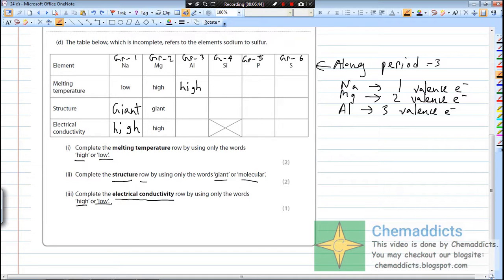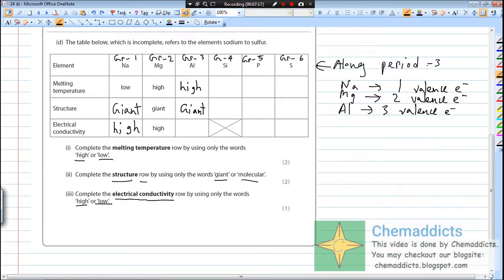Okay, so once again, the structure for aluminium: since aluminium is a metal, it will have a giant metallic structure. They didn't ask us to write down the giant metallic structure, they only prefer giant, so that's why we are writing only giant. If they told us to write giant metallic structure, then we can write giant metallic structure, but for now we will write giant only.